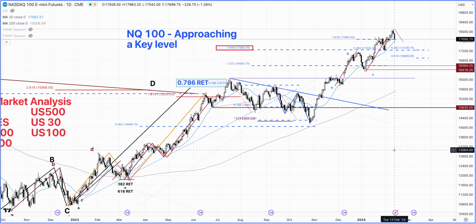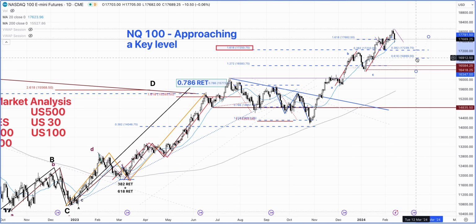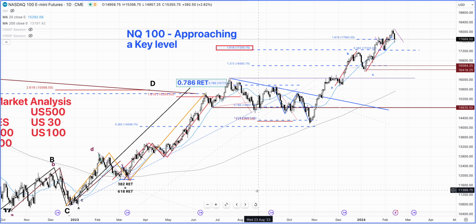I'll put these levels in the description. You guys can have a look at these as well. So that's what happened in the NQ.